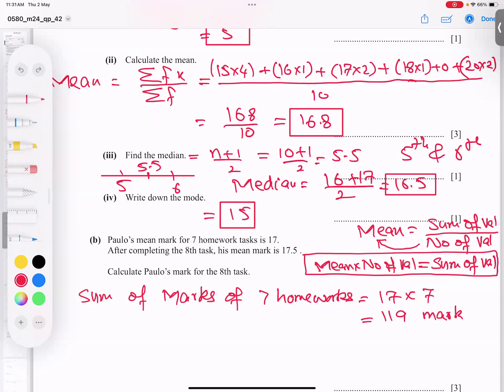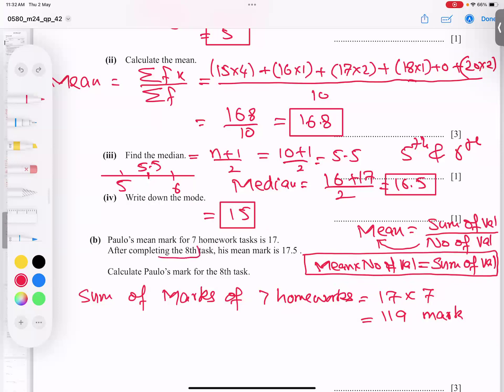I don't know the individual values, but the total I know. It means if I multiply the mean with the number of values, I will get the sum of the values. So for 7 homeworks, the mean I knew but the marks I didn't know. When I multiply the mean with the number of homeworks, I get the total, 119. Now read the next statement, same story.